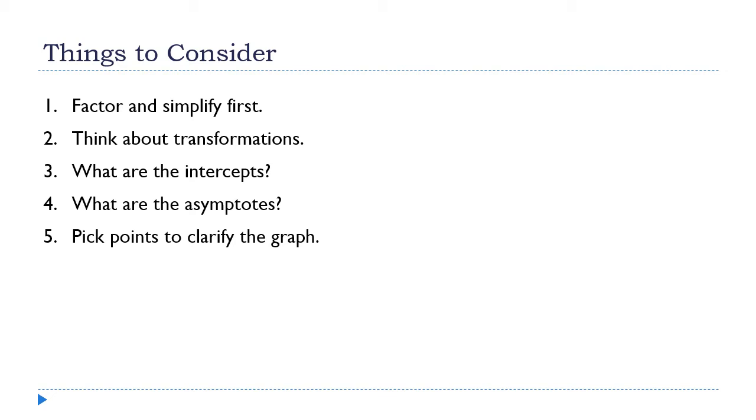Then we're going to think some about transformations. Sometimes we can get a graph really easily that way if we can think of our new function as being a transformed version of one that we already know. Then we're going to think about intercepts. Then we're going to think about asymptotes. That may not necessarily be enough. We may still be left with a position of asking, well, is the graph above the asymptote or is it below it? All right, and to clarify that, sometimes we are going to have to pick a point, find the value of the function at that point, and use that to make that decision. All right, so let's look at some examples.